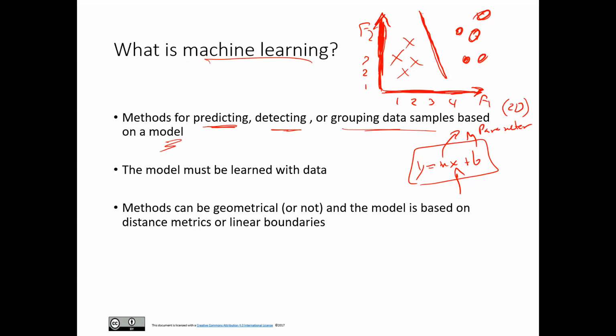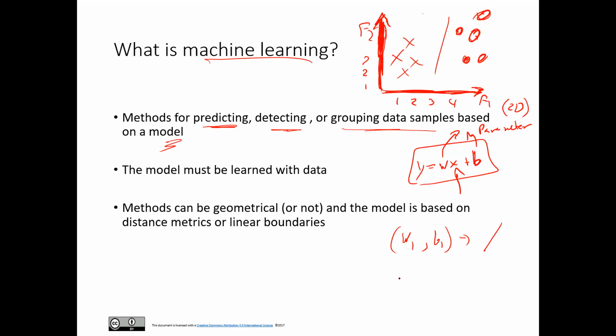Now, one important thing is that this M, or W if you want to call it W, and B determine the line, that is to say, the shape of the line. So let's change that M now to W. Let's say I have one set of W1, B1, and that gives me this line. You see that?